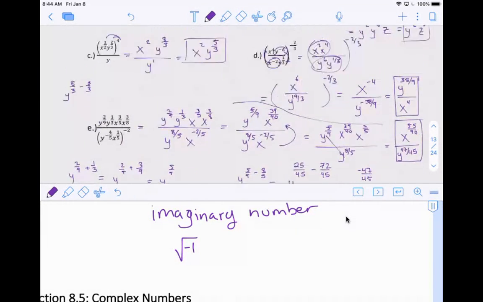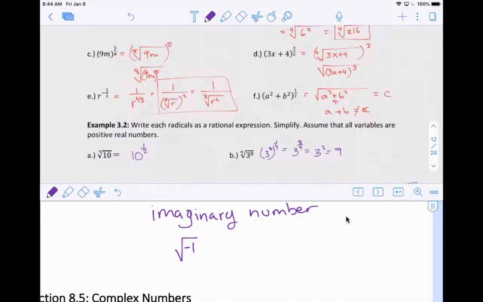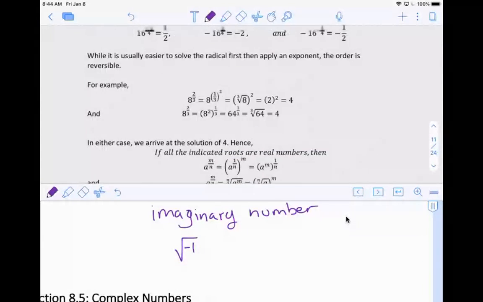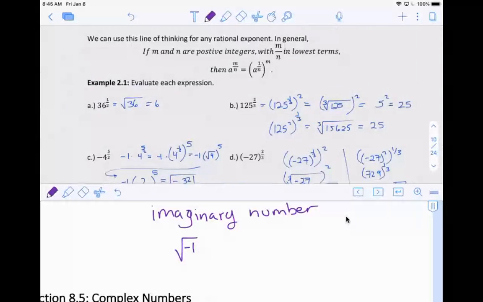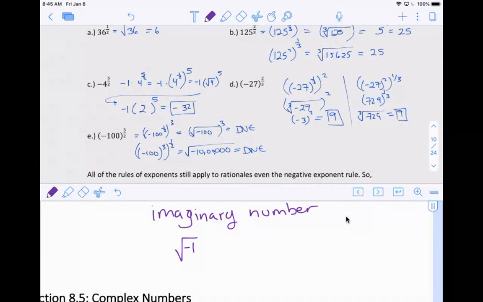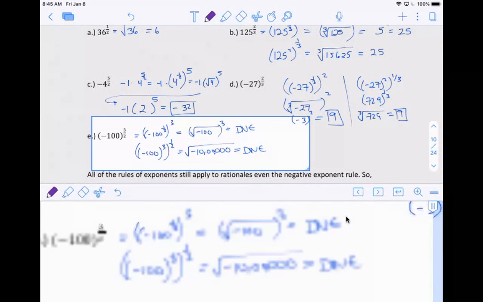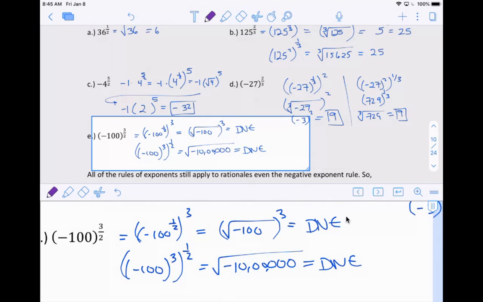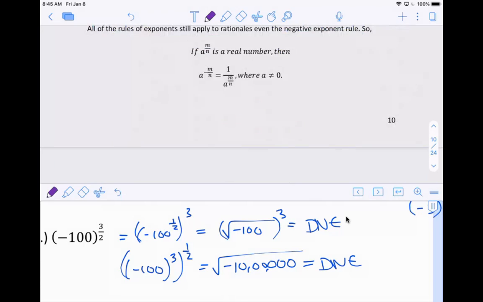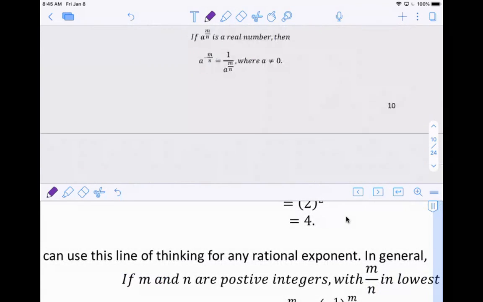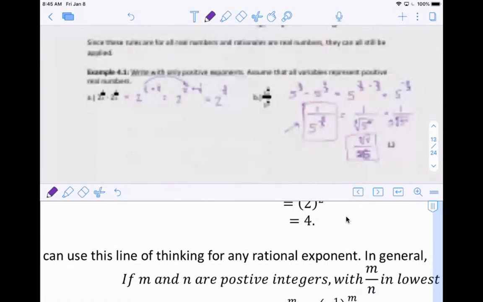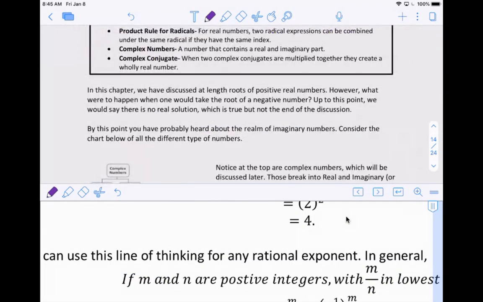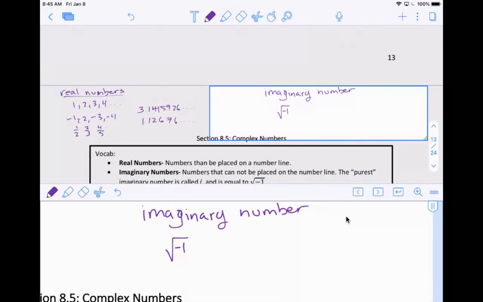If you think way back when, in section 3, we had this problem where we were trying to take the square root of -100 or the square root of -10,000, and those things are not possible. You cannot multiply something by itself once and get a negative number. That's just not how the real numbers work. And so we have to say this is an imaginary number.